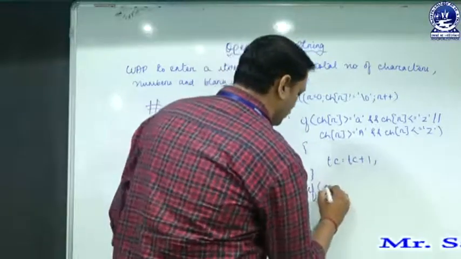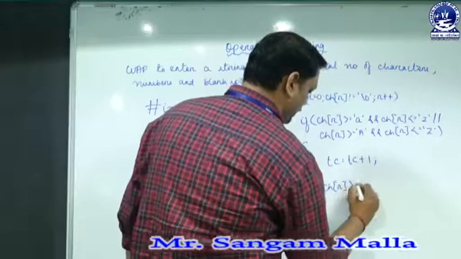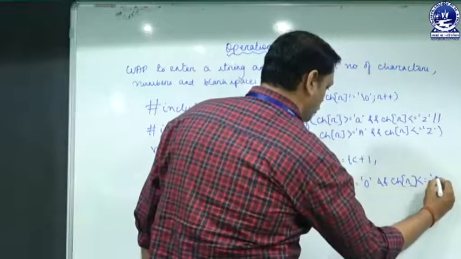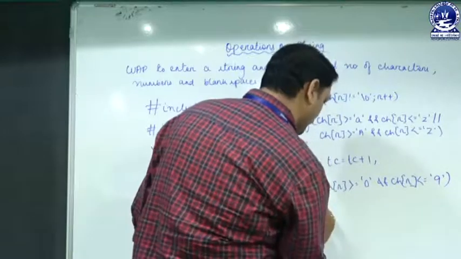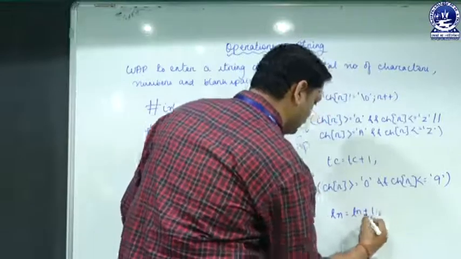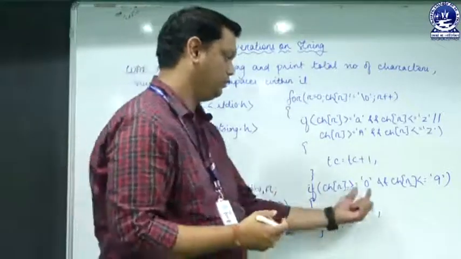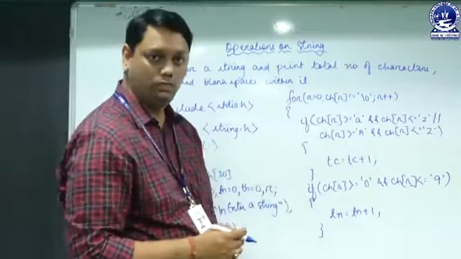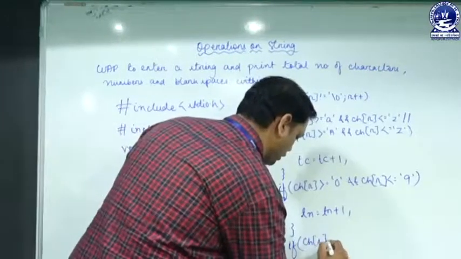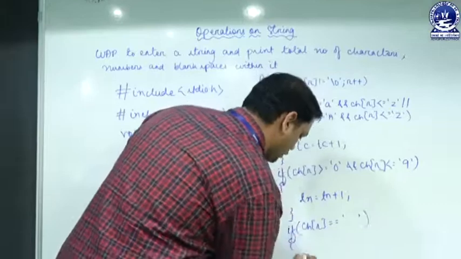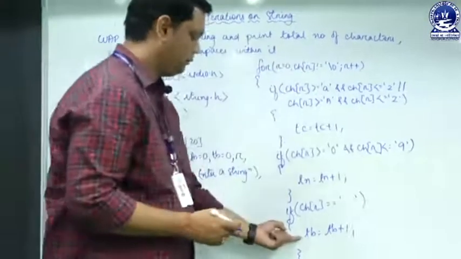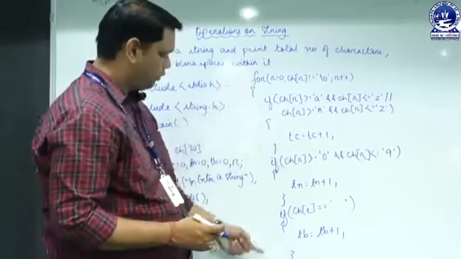Similarly, if ch of r is greater than or equal to 0 and ch of r is less than or equal to 9, then total number equals total number plus 1. That means if any character is found within 0 and 9, then the total number will be incremented. Similarly, if ch of r equals blank space, then TB equals TB plus 1, which will calculate the total number of blank spaces. Finally, the for loop will come to an end.